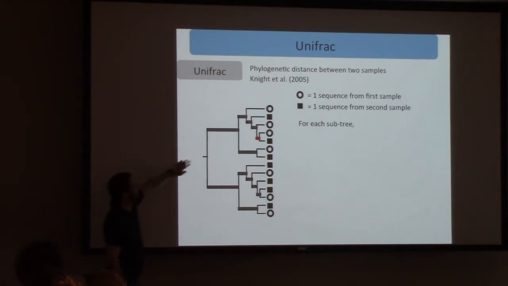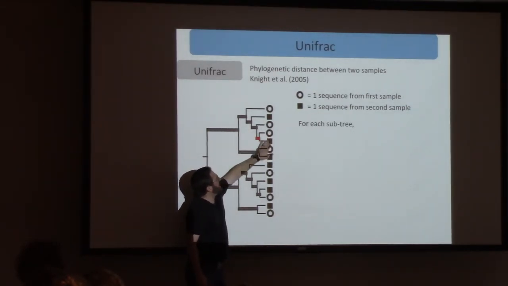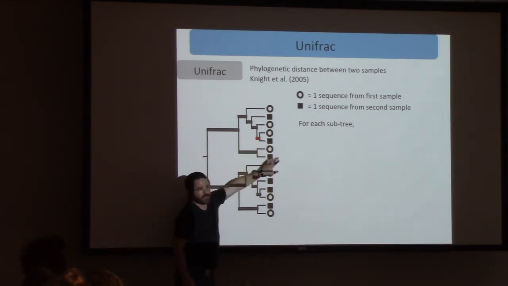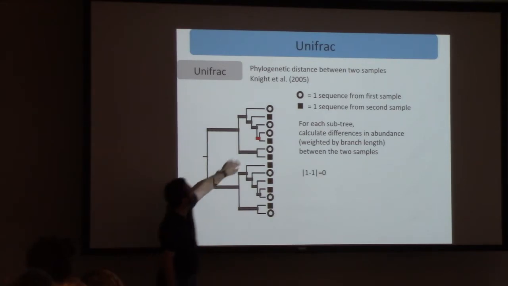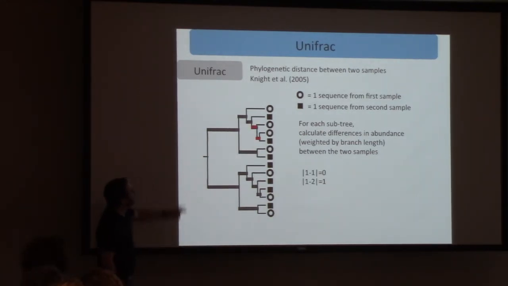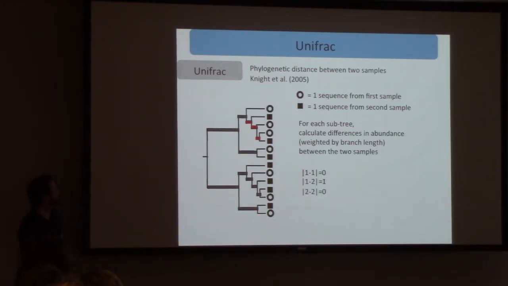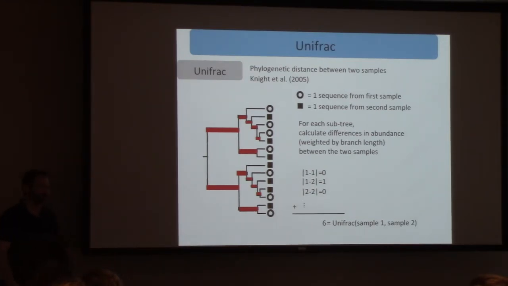For each one of these subtrees right here, you go and you count the circles, you count the squares, you take the absolute value of the difference. So in this case right here, we get 0. You go to the next subtree right there, you get 1 minus 2, absolute value is 1. And then you do this for every single one of your subtrees, you get your answer, and that is going to be your UniFrac distance. Well, modulo normalization and some various other things, but this is how the algorithm was originally presented.